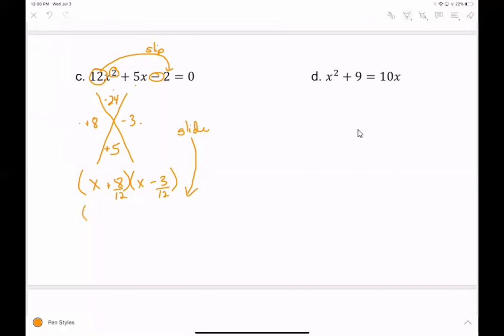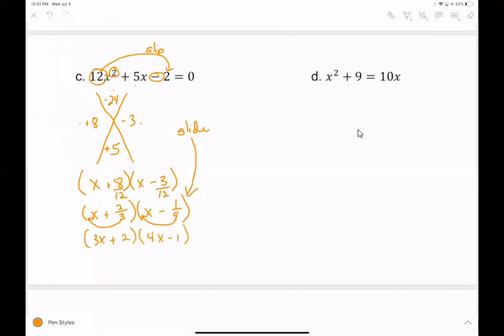and I'm going to reduce. So when I reduce the factors here, this is going to reduce to 2 over 3 and 1 over 4. And since I still have a fraction, I'm going to slide again the bottom number in front of the variable. And that gives us our factors.